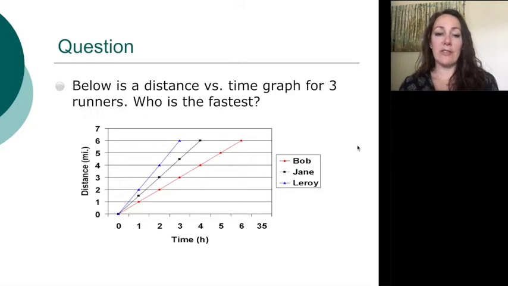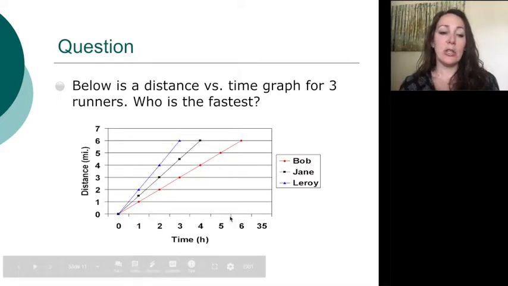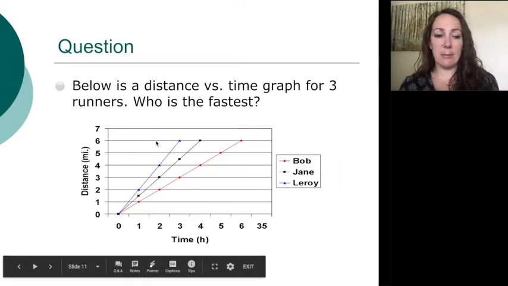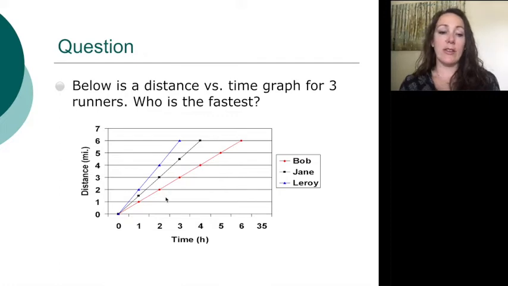So as we look at this, we're looking at who traveled the fastest, who traveled the farthest in the shortest amount of time. So it looks like they all achieved the same distance. They all went 6 miles. But who did it faster? We have to look at the time.